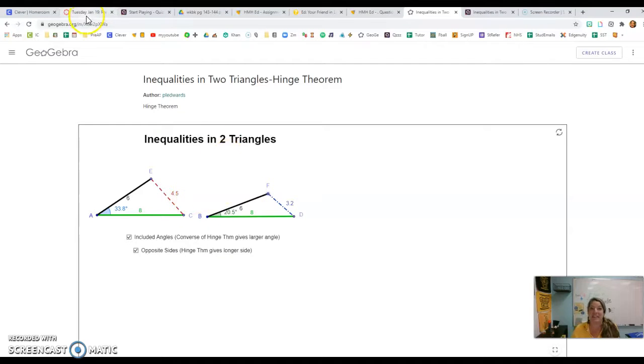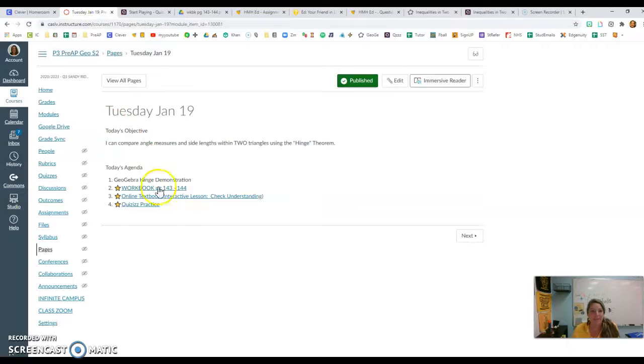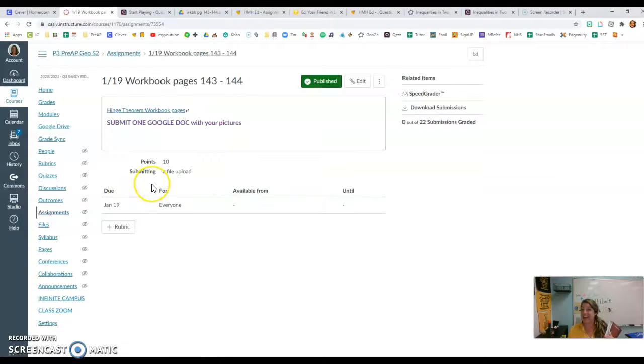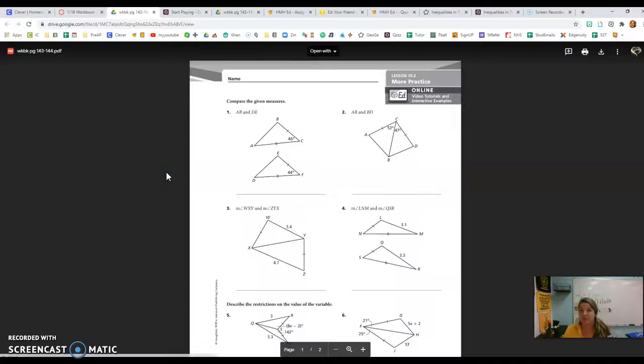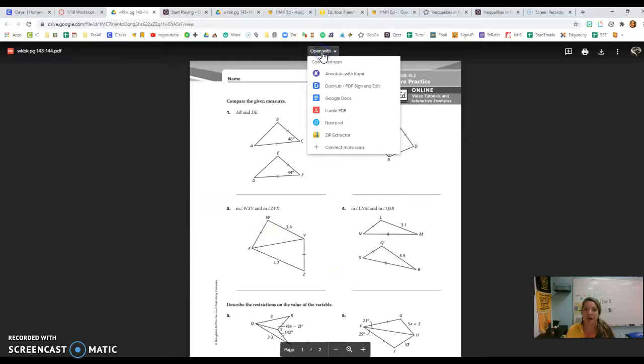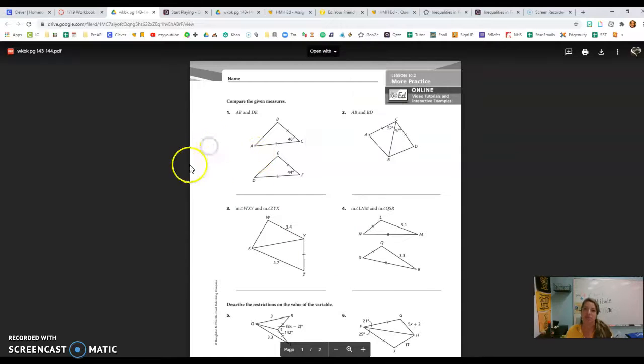All right, let's go back into Canvas, and now we're going to go do workbook pages 143 and 144. So again, if you have your big ugly brown book, you're definitely going to want to write some problems down. If you don't have that book, remember you're going to click on anything with a star. It's an assignment. You can find in here the workbook pages. If you don't have a camera to take the picture with, you can always open this with DocHub or with Cami, and you can write right on the PDF.